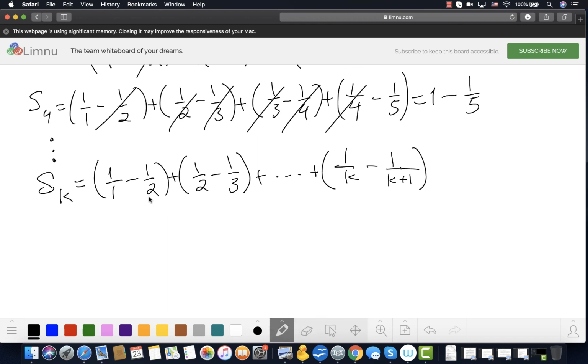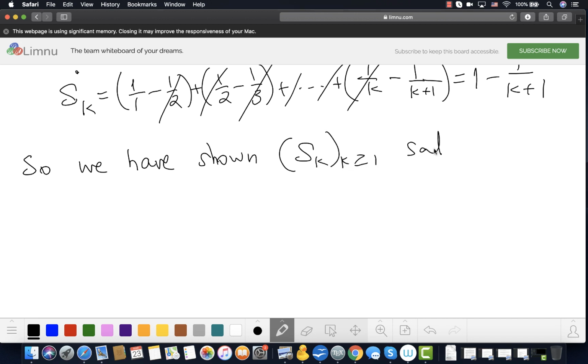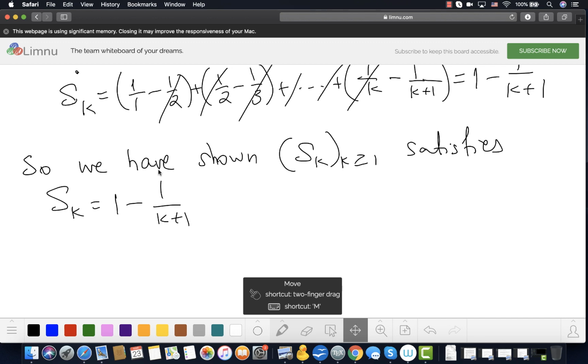And so in fact we get, they all cancel. And this 1/3 gets canceled with something here, and this 1 over k actually cancels out with something that came before. So you actually just end up getting this one that survived minus 1 divided by k plus 1. And so we have shown that the sequence of partial sums sk, where k starts at 1, satisfies a really nice formula, that sk is just 1 minus 1 divided by k plus 1, right?